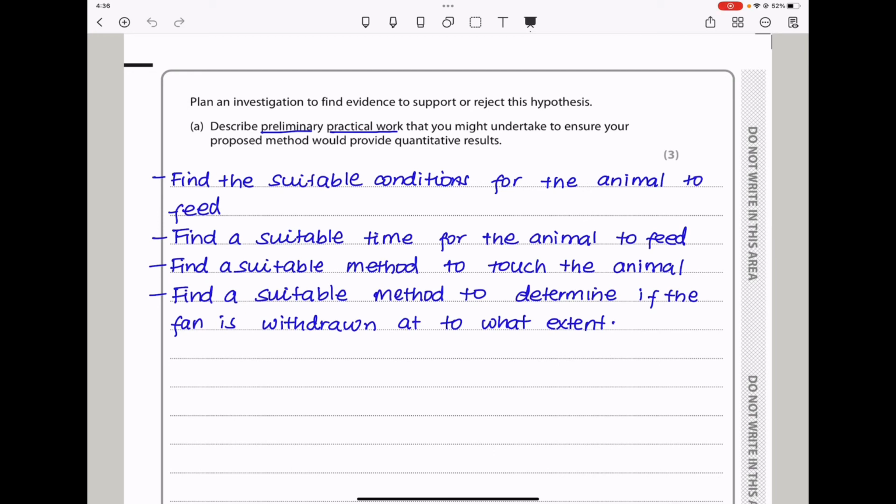Because this is studying habituation and the organism removes the fan in order to feed, we need to find the suitable time when this animal can feed. We need to find suitable food that this animal is going to eat. We need to find suitable ways of touching the animal in order to stimulate it into action. So I said, find the suitable conditions for the animal to feed, find a suitable time for the animal to feed, then find a suitable method to touch the animal, and find a suitable method to determine if the fan is withdrawn, and to what extent is the fan withdrawn?